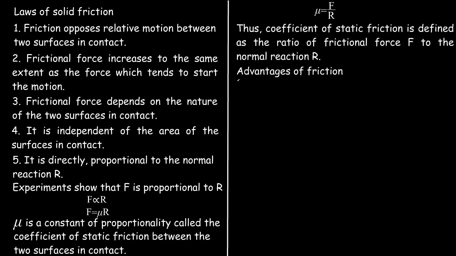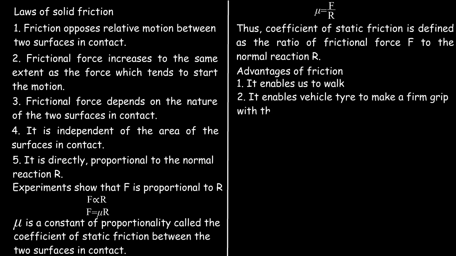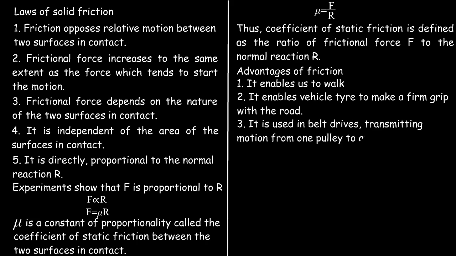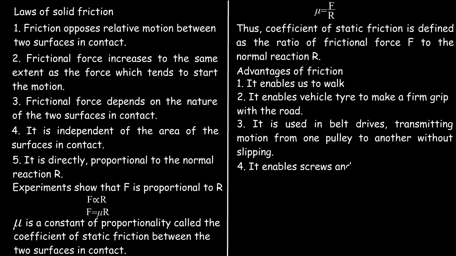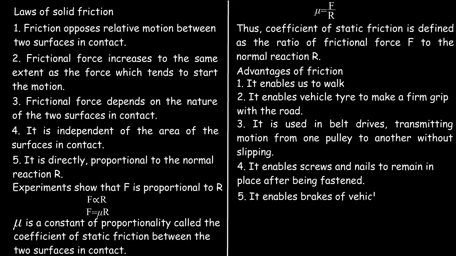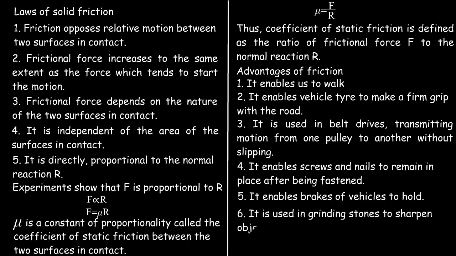Advantages of friction: 1, it enables us to walk. 2, it enables vehicle tires to make a firm grip with the road. 3, it is used in belt drive, transmitting motion from one pulley to another without slipping. 4, it enables screws and nails to remain in place after being fastened. 5, it enables brakes of vehicles to hold. And 6, it is used in grinding stones to sharpen objects because of their abrasive (rough) surfaces.